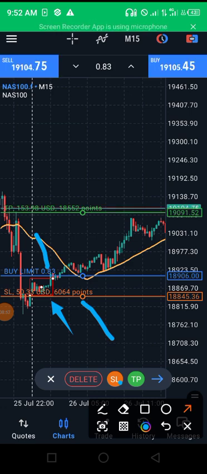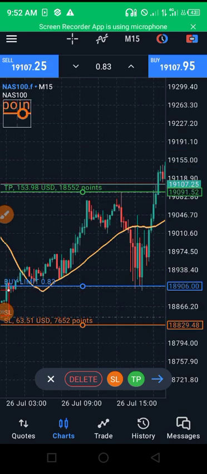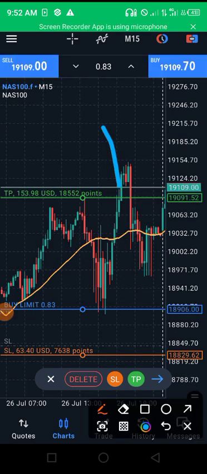So after you have done that, see our take profit distance. This is our take profit. Then it hit our take profit around this zone. Now look at something here. It hit our take profit around this zone. So just look at the way I set it up and the way I am doing it.